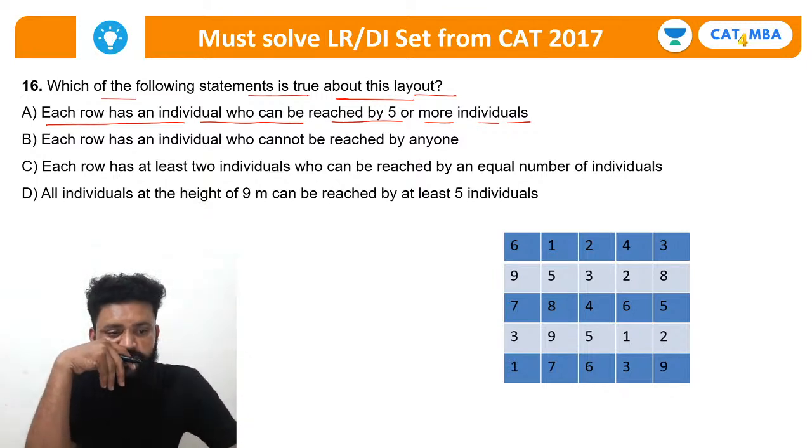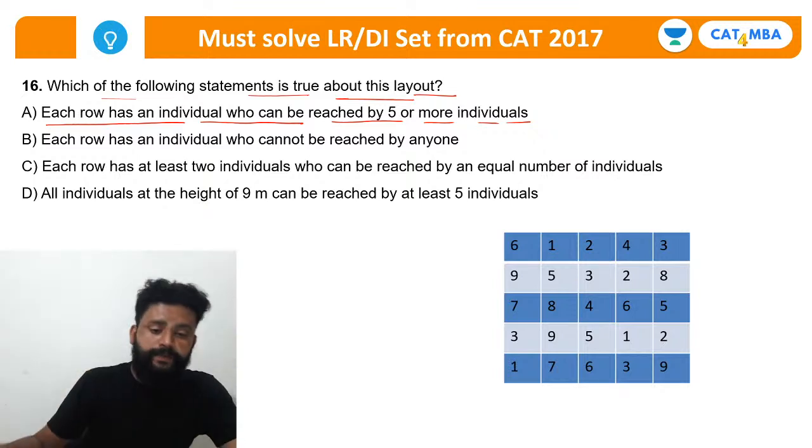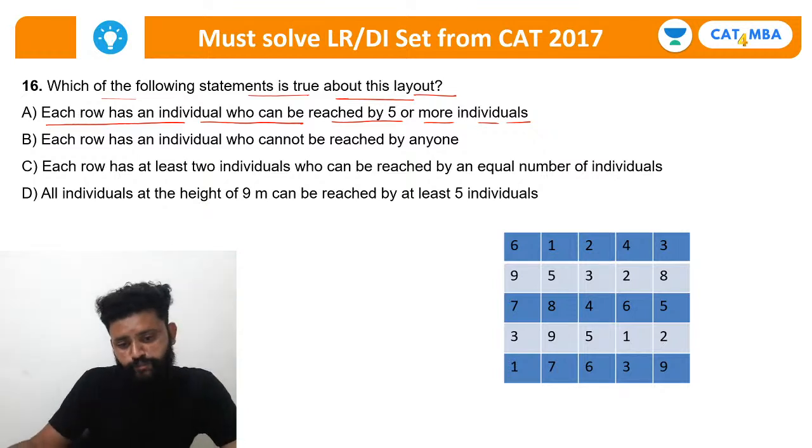Each row has an individual who can be reached by 5 or more individuals. 6 can be reached by just 1. 1 cannot be reached. Can be reached by 1.